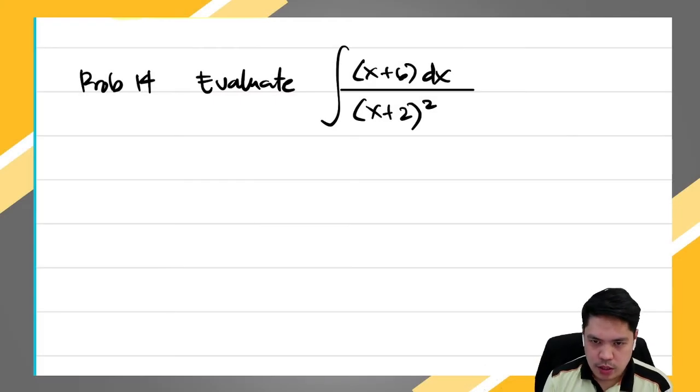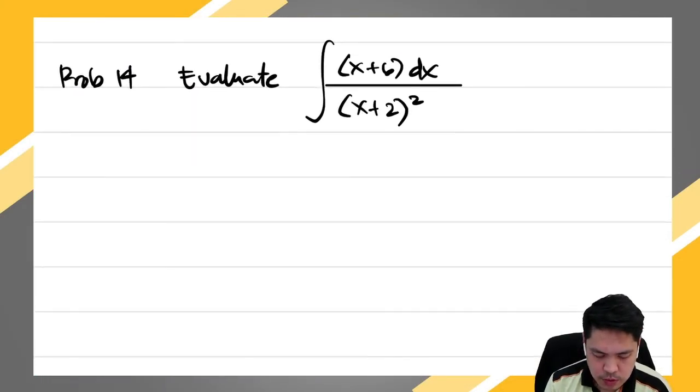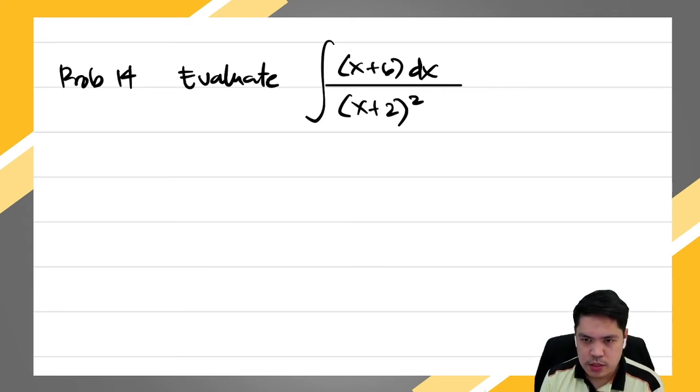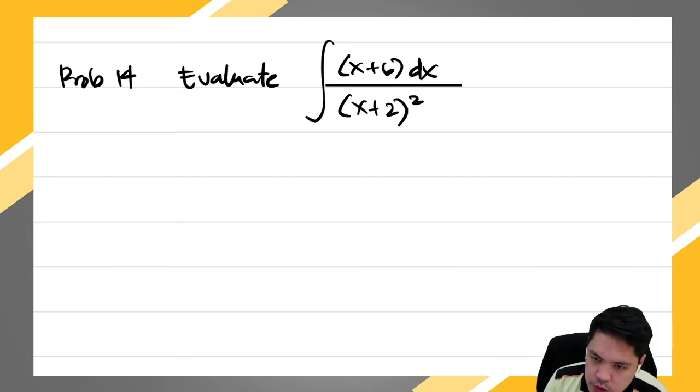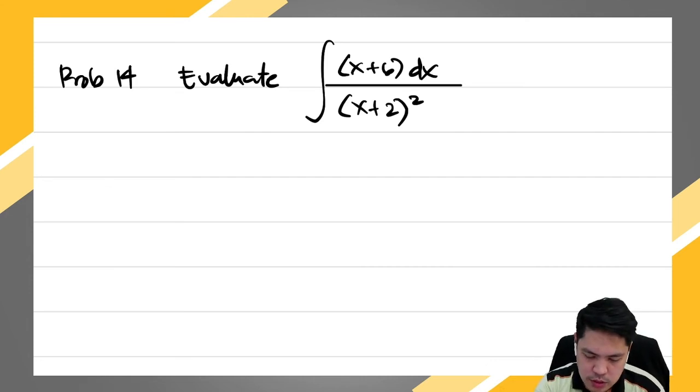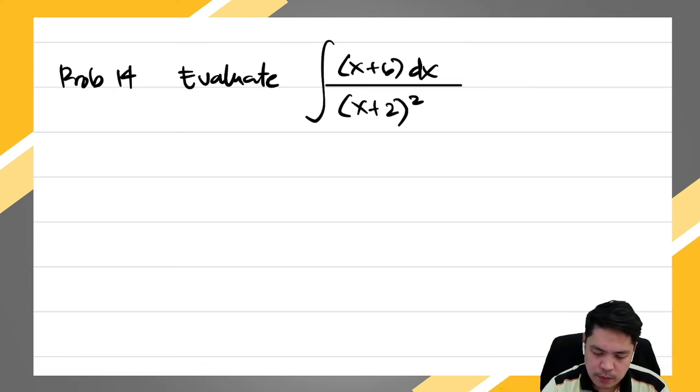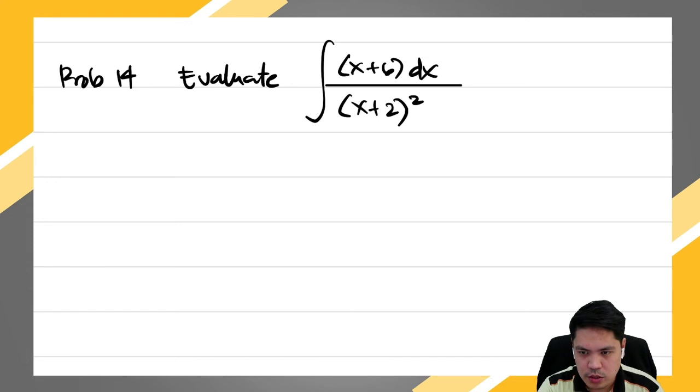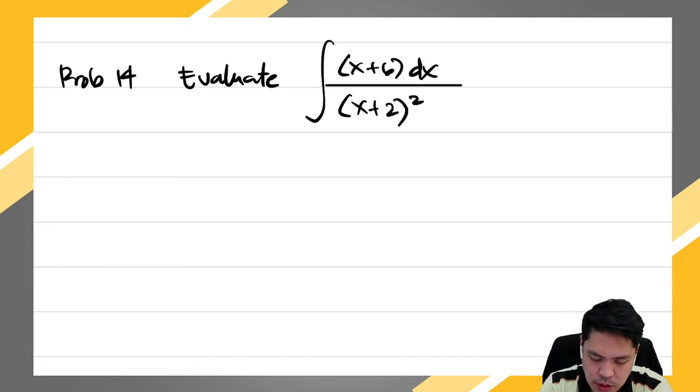Okay, let's try this other problem. Problem number 14. Evaluate the integral of x plus 6 dx over x plus 2 squared. Okay, notice that the denominator is second degree, the numerator is first degree. So, pwede siya, diba, du over u. Pero how do we manipulate this?